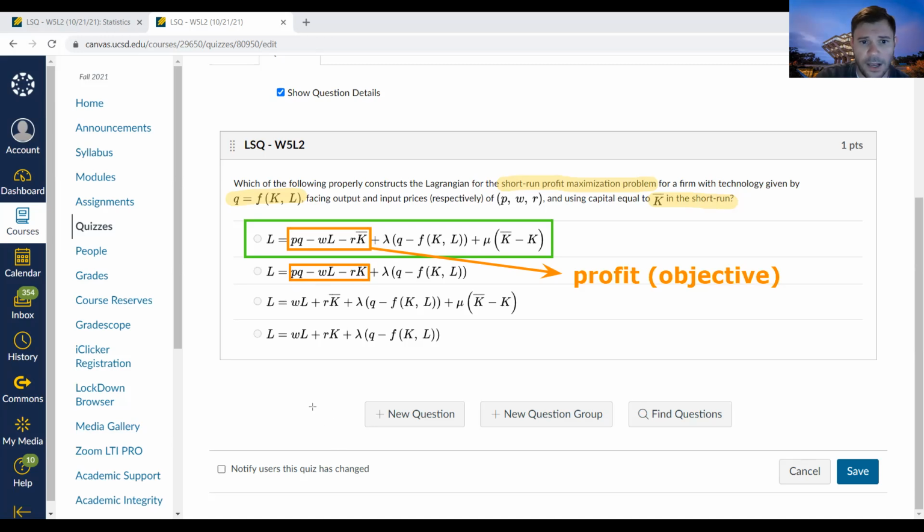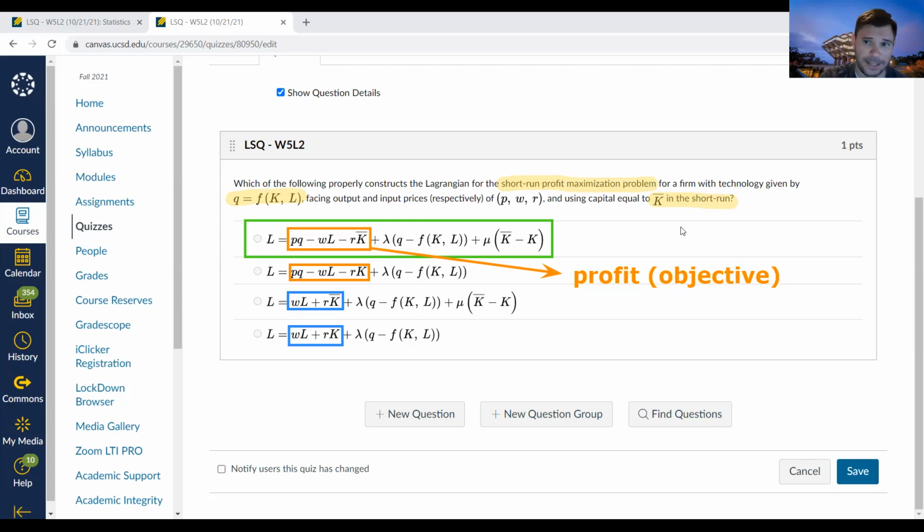But C and D, those are not profit functions. Those are what? Yeah, those look like costs, right? That's the expenditure on the inputs. In fact, C and D, those would be the Lagrangian in C if we were doing short run cost minimization, and D if we were doing long run cost minimization.